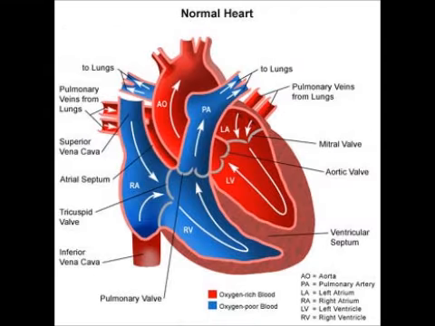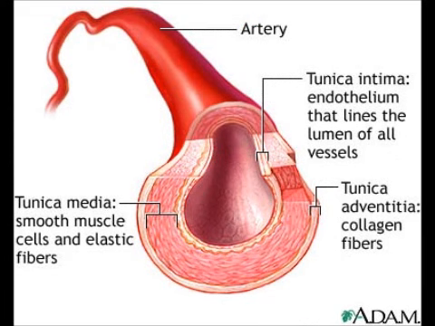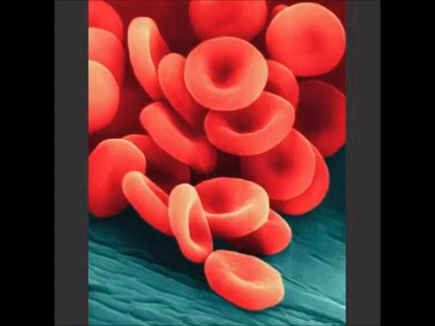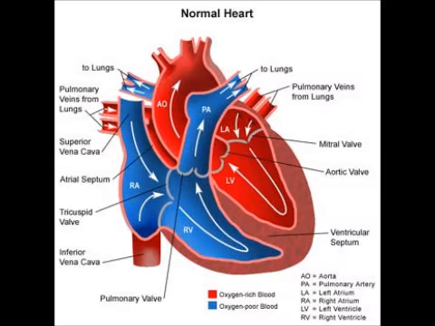The heart is the muscular organ that pumps blood via the circulatory system to the lungs and the body. The blood vessel is a hollow tube that carries blood to and from body tissues. Blood is the bodily fluid that transports nutrients, oxygen, carbon dioxide, and many other materials throughout the body.